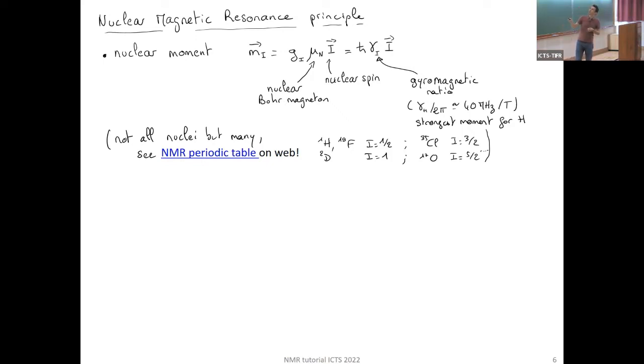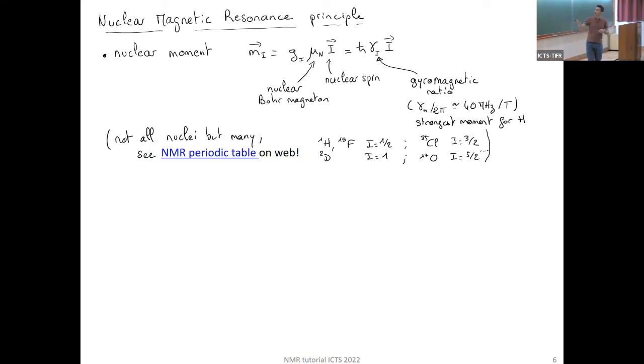Now, we usually don't use this kind of expression for the moment. We rather express the size of the moment by a factor which is called the gyromagnetic ratio, which may look a bit strange at first sight, but I will explain. It's just the size of the moment. That's the equivalent of this kind of Landé factor times the Bohr magneton. And so this is a quantity that you can find in tables. If you type in NMR periodic table on the web, you will find values for the different nuclei. This is all set by nuclear physics, completely independent of your material. So it just depends on the isotope you're looking at. Okay.